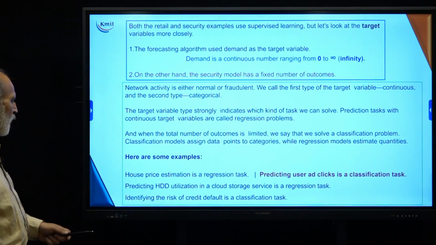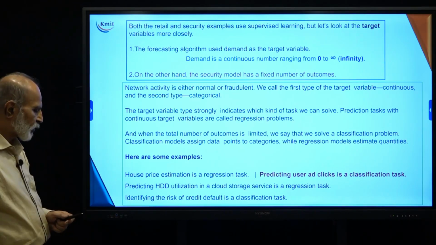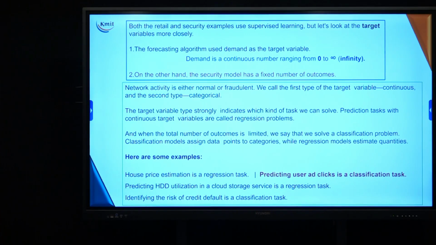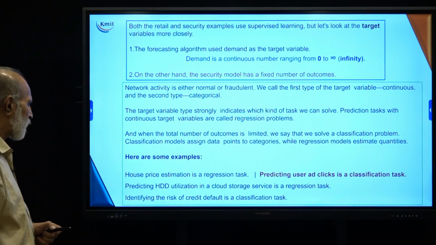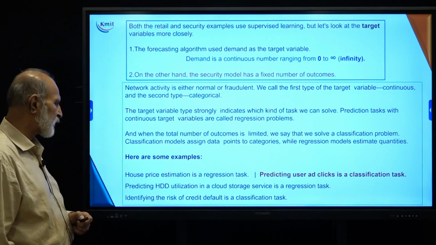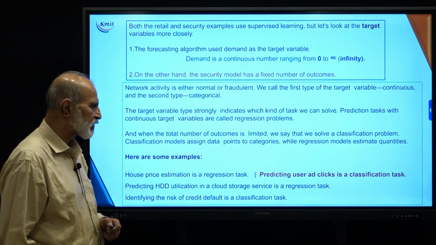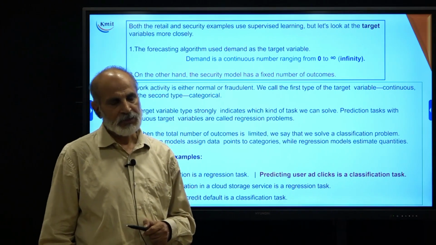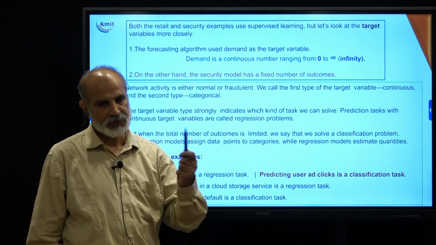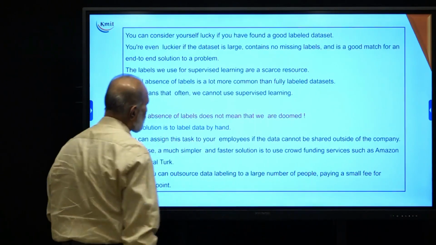Here are some examples. Housing price estimation is a regression task. So I want to buy a new house. The pricing of the house or rented house is a regression problem. Predicting hard disk utilization on a cloud server is also a regression task. And identifying the risk of credit card fraud is a classification task, whereas predicting user ad click is a classification task. So you can see that whether the person likes the ad or not, or whether he would like to see another similar ad or not, is a classification problem. So these two are basically for our learning purpose.